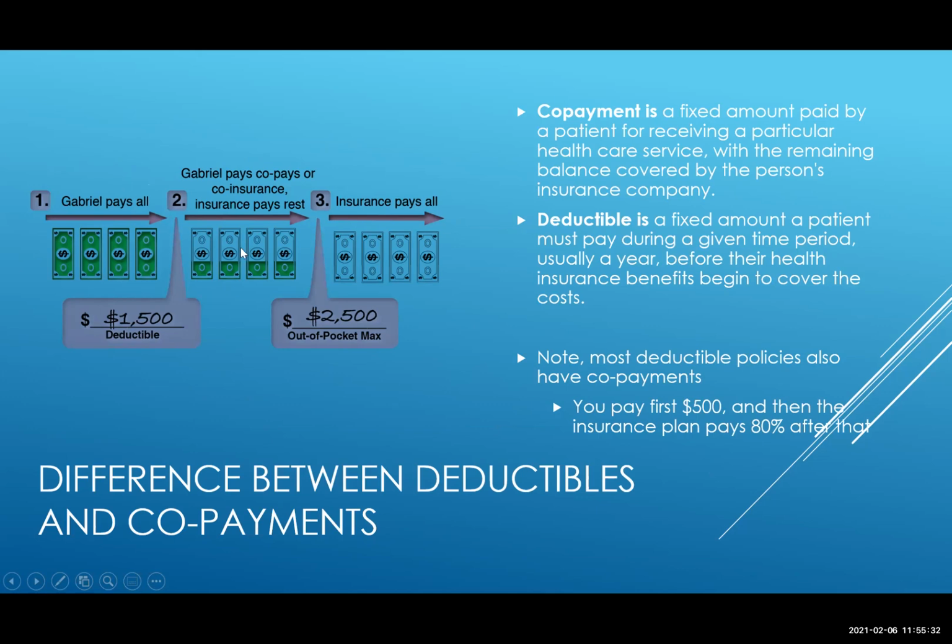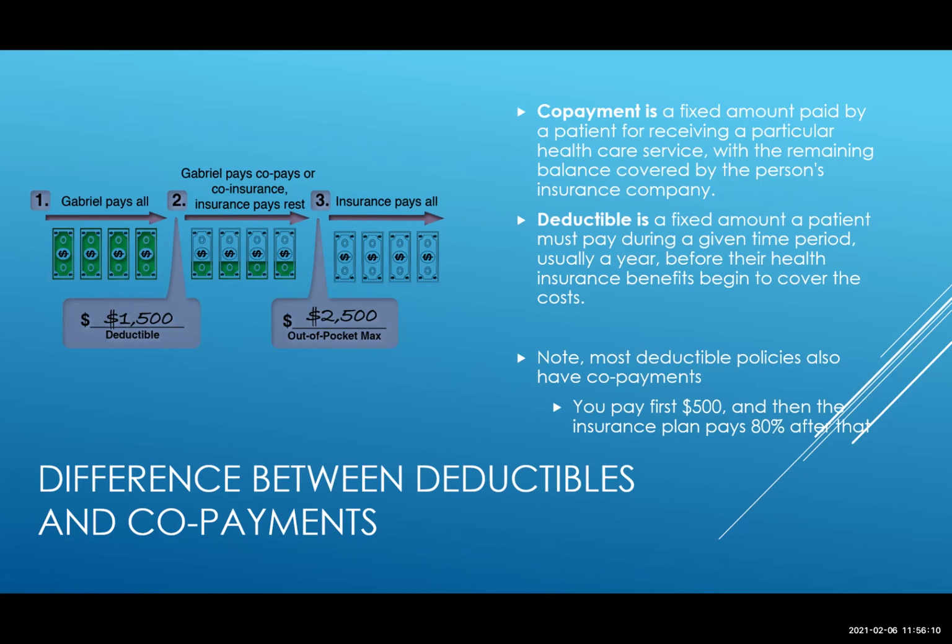So I thought this was a pretty good graphic here. Gabriel pays copays or coinsurance, and the insurance pays the rest. So he pays until he reaches his deductible. And then he has to pay his copay, whatever that is, until he reaches his $2,500 out-of-pocket maximum. Once he reaches that, he's done paying anything. He doesn't have to pay his copay or anything more on his deductible. So everything after that is paid by the insurance.